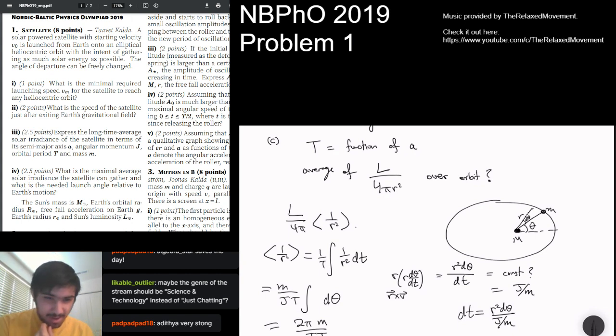Likable outlier. Yeah, probably should. I'll change that for next stream. I'm not sure how to change it right now, but yeah. Okay, wait, this is spilling over. It's not good.